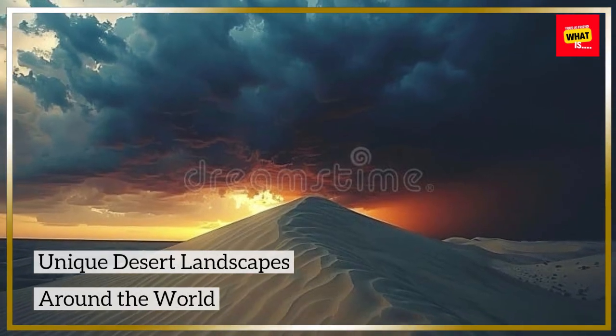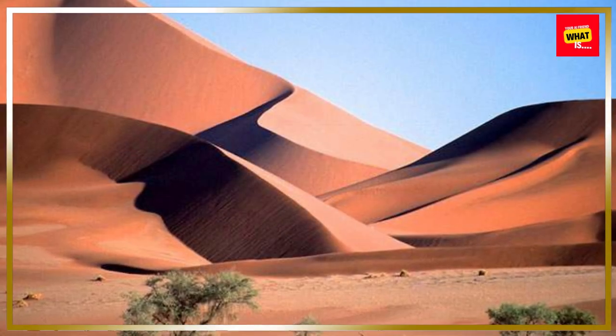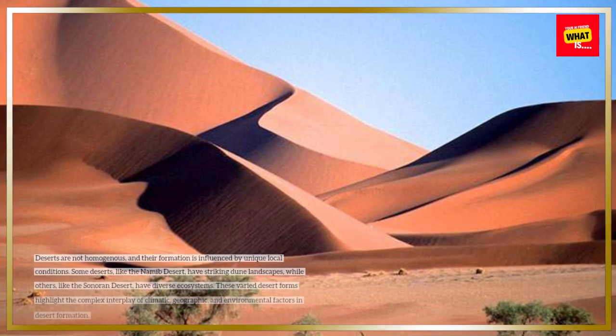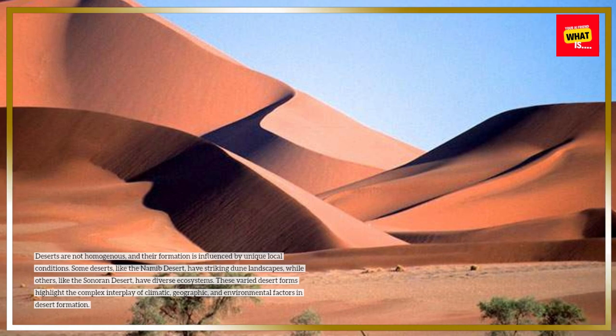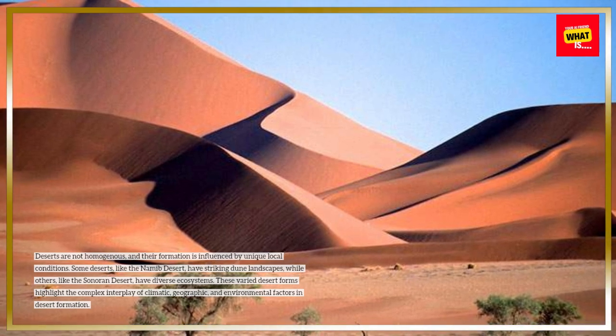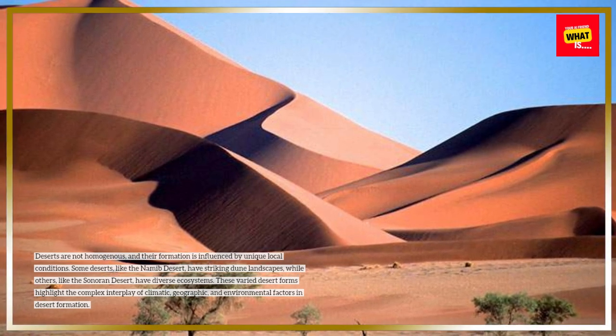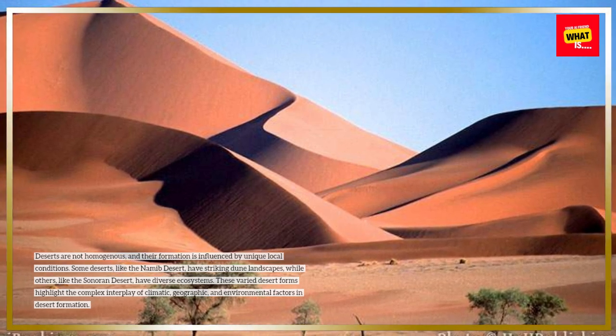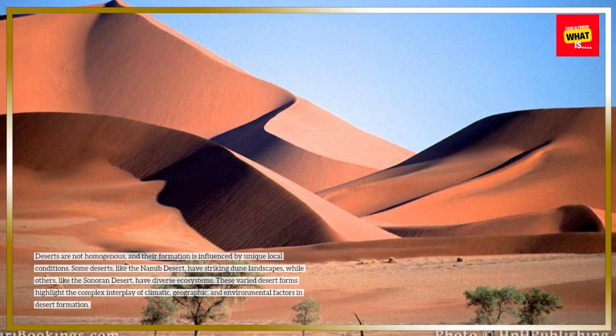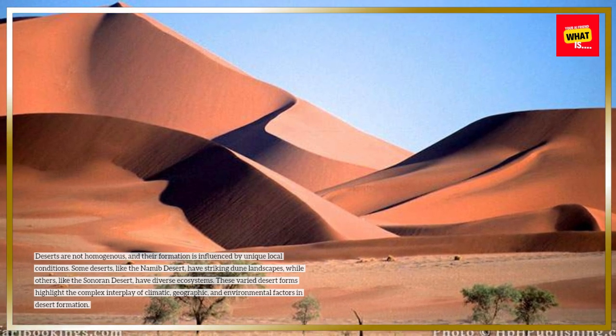Unique desert landscapes around the world. Deserts are not homogeneous, and their formation is influenced by unique local conditions. Some deserts, like the Namib Desert, have striking dune landscapes, while others, like the Sonoran Desert, have diverse ecosystems. These varied desert forms highlight the complex interplay of climatic, geographic, and environmental factors in desert formation.